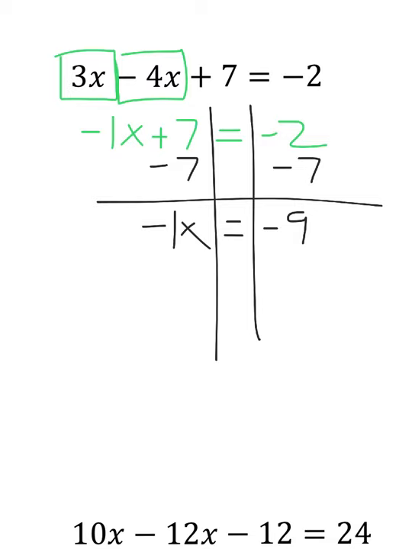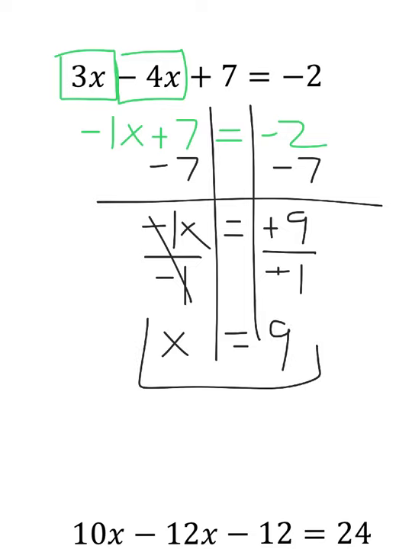Now over here we have negative 1x, negative 1 times x. To get rid of that negative 1 times x, we're going to divide by negative 1 because the inverse operation of multiplication is division. So negative 1 divided by negative 1 goes away, and we are left with x is equal to negative 9 divided by negative 1. Two negatives make a positive, so we have x is equal to 9.